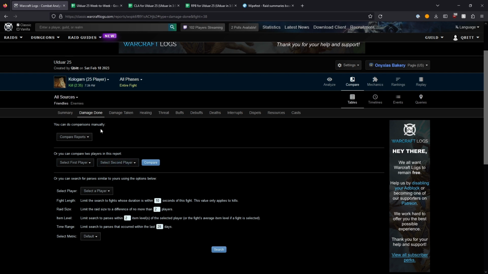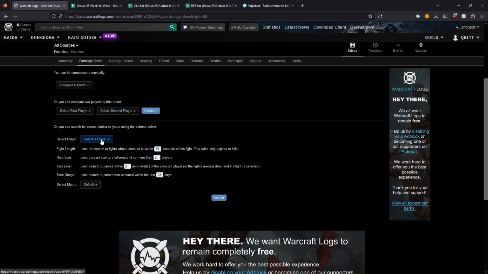We're going to skip these two, and we'll go down to the search section. So I'm going to select me. You can leave these all as default. What these do is filter the log, and the idea is we want to filter logs that are like us.